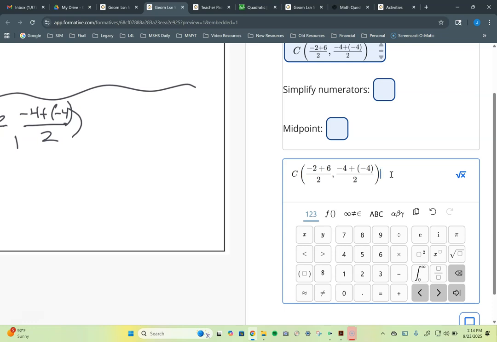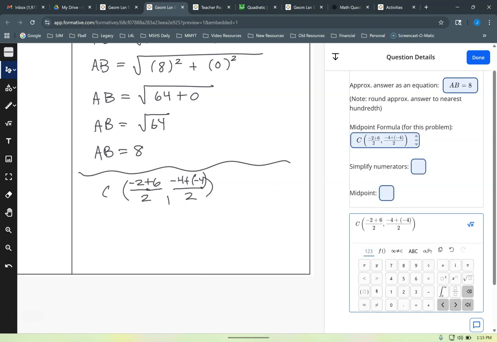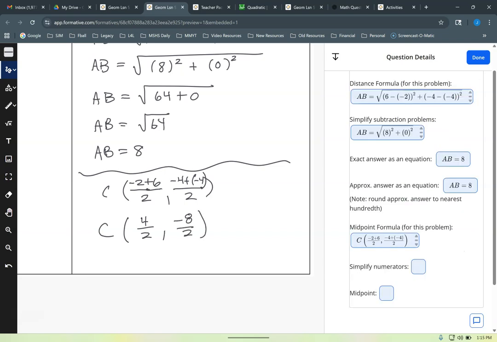Okay, now, on the next level, we are asked to simplify our numerators. So on the next level of our problem, we're going to go like this. C is equal to, all right, so -2 plus 6. What's -2 plus 6? That's +4, right? So +4 over 2. And then what's -4 plus -4? It's -8. I borrowed $4 and I borrowed another $4, so now I'm in the hole $8. Divide that by 2. That's what you type into the next level of your problem.